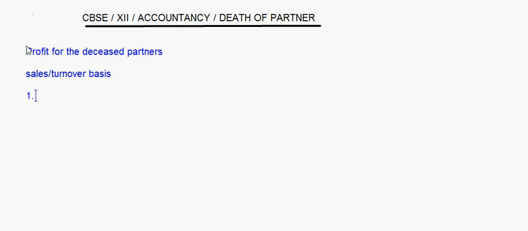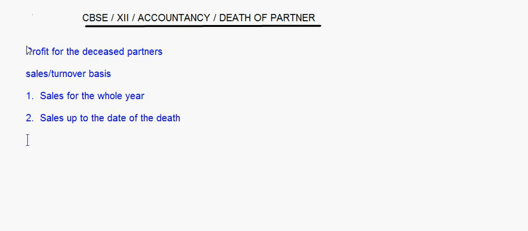The first thing that you should know is the sales for the whole year should be given, and then the sales up to the date of the death, that will be given, and profits of the previous year or some figure of profits will be given, right?